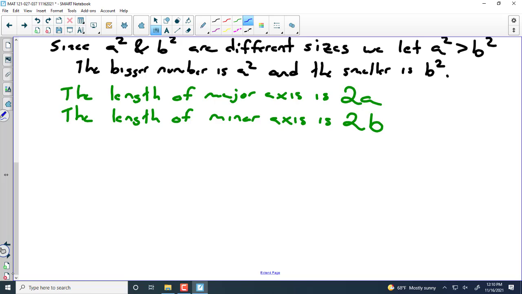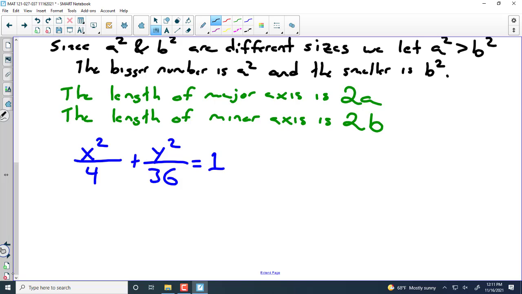So we're going to look at an example here together. All right, everyone. The cool thing about these ellipses is if someone's not asking you any extra questions about it, they're pretty quick to graph. The number under x squared always tells you how to move left and right. The number under y squared always tells you how to move up and down.